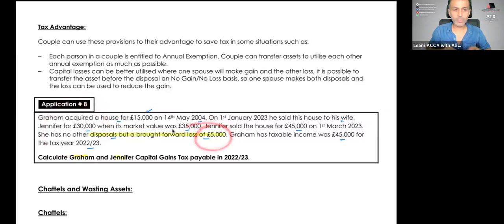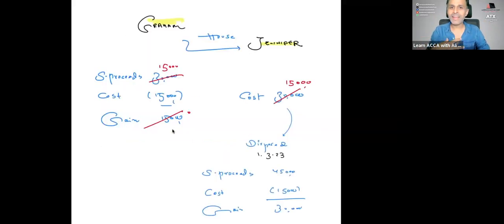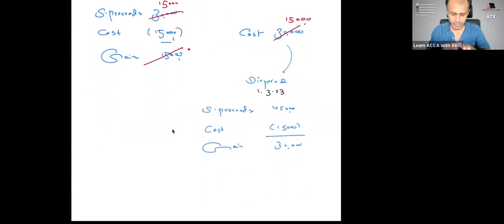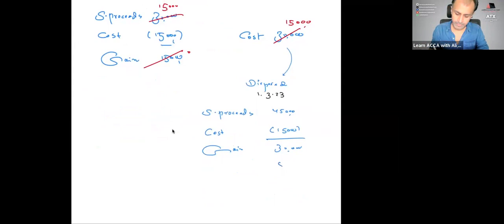Otherwise, this 5,000 would have just been a waste. Loss will be wasted. Gains will not even be reduced. You could have avoided that by planning it in that way. So that's the only possible incentive that they had, to make a transfer of the house to Jennifer. So let me first of all complete the whole solution, then come to talk about that further.